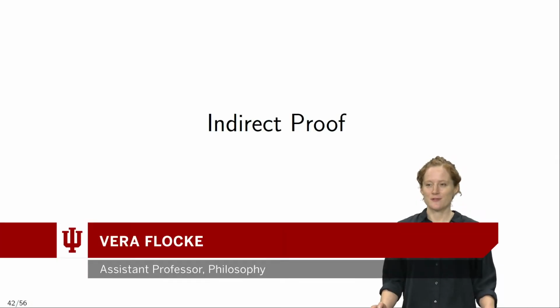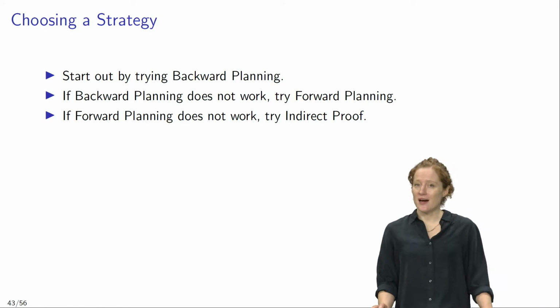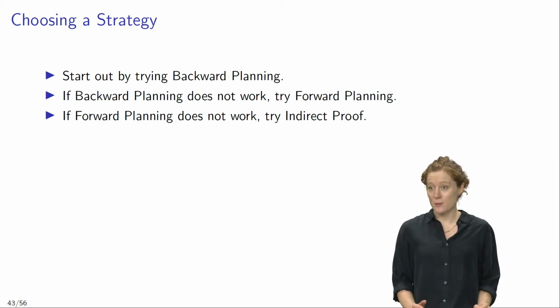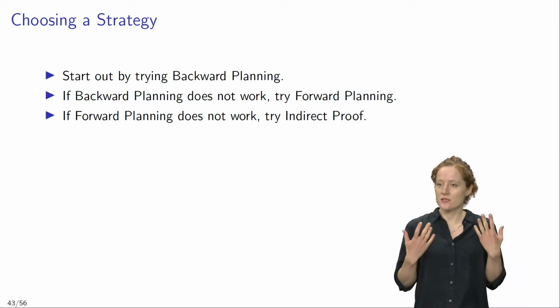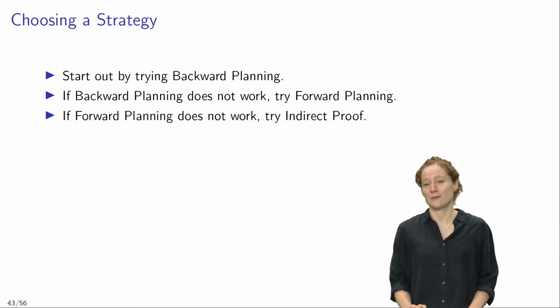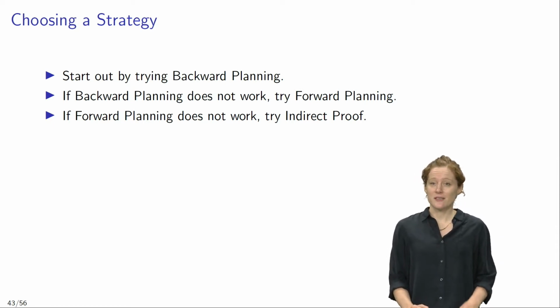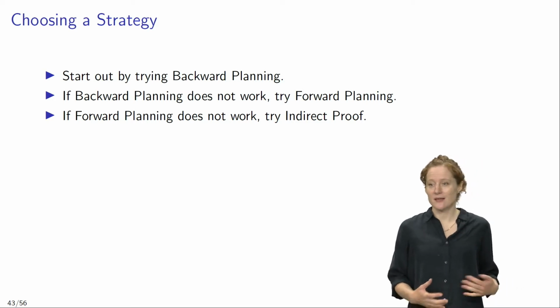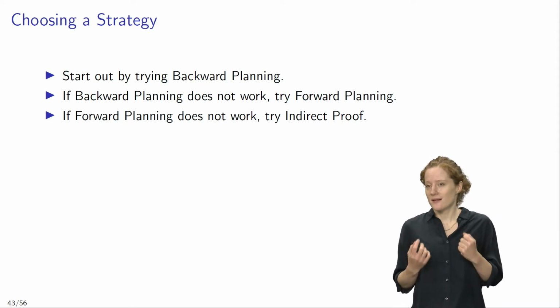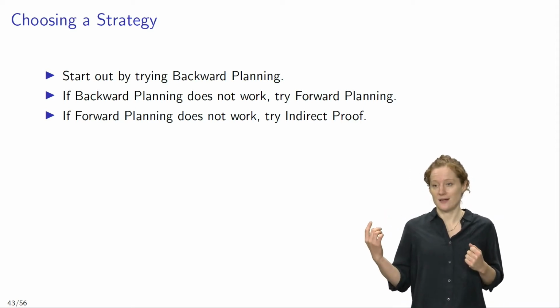The third and final proof strategy that I want to suggest to you simply is to apply indirect proof. So often it may be hard to choose a strategy. And I would always suggest to first try out backward planning, because backward planning is goal-oriented. When you use backward planning, you are sure that you are moving towards the conclusion that you want to establish. And only if backward planning does not work, meaning only if you are unable to make progress using backward planning, only in that case I would suggest to try forward planning.